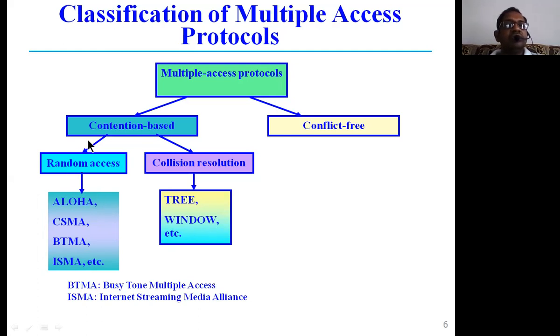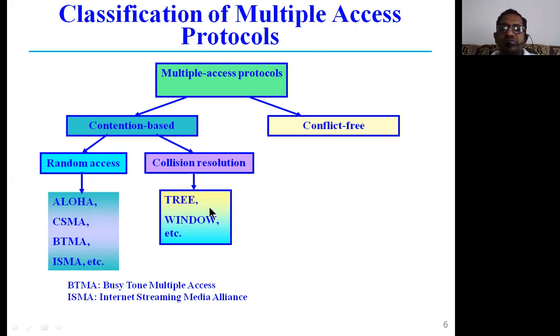Now this particular structure you have to draw for examination purposes, so that you can classify various multiple access protocols as contention type and conflict free type. Under contention type, we have random access protocols and collision resolution protocols. Aloha and CSMA come under random access protocols. That means we try to use the shared resource in a probabilistic sense. That is where randomness comes into the picture.